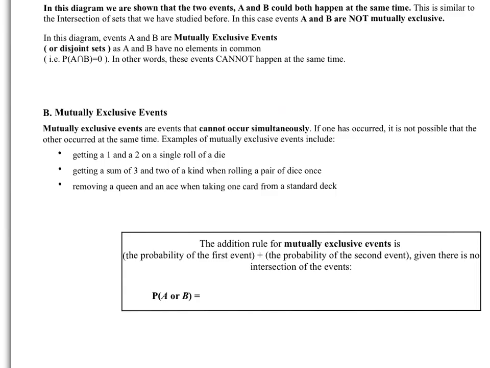And in this diagram, the events A and B are mutually exclusive events, or we can say just disjoint sets, as A and B do not have any elements in common. So the probability of the intersection of A and B, written here, is equal to 0. In other words, these events cannot happen at the same time.